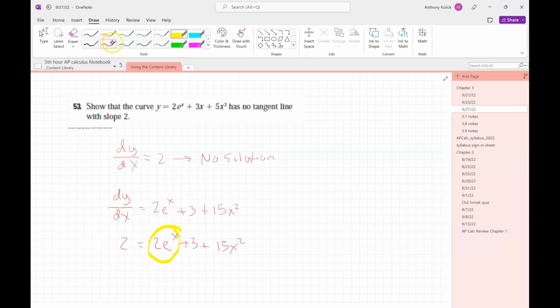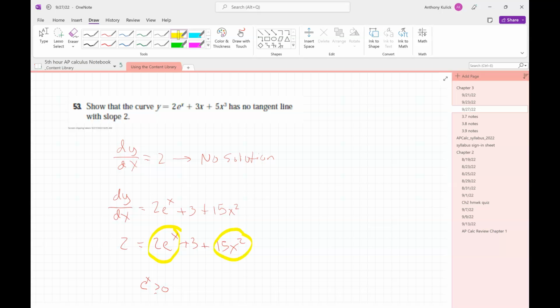So if I look at this, what can I say about e to the x? Since it's an exponential, has a positive base, it's always greater than or equal to 0, right? If I put a negative in there for x, I'm just going to get like 1 over e, which is still a positive number. You know what I mean? So I can say that.